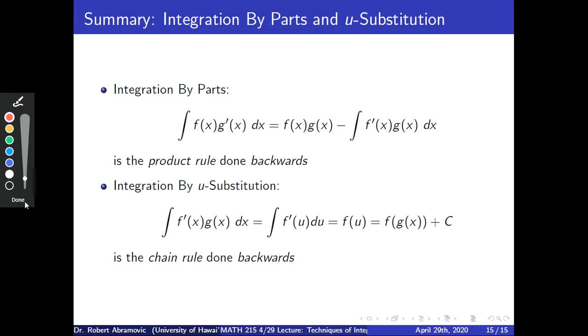All right, so that's it for today's lecture. You'll be having a quiz tomorrow on these two techniques, integration by u-substitution and integration by parts.